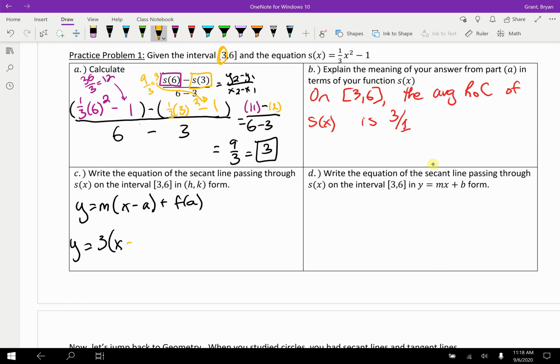So let's see, 3, so it's the opposite of 3, so x minus 3. Plus, and then what was f of 3? Or in this case, it probably should be s of a, huh? So what was s of 3? I think we found s of 3 was 2. And we've come up with our equation.